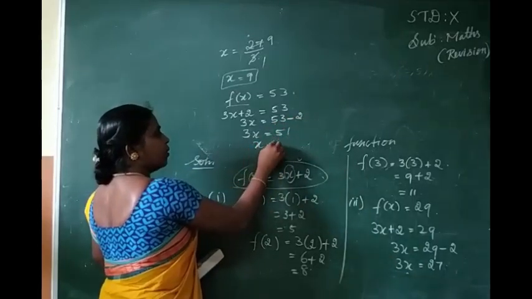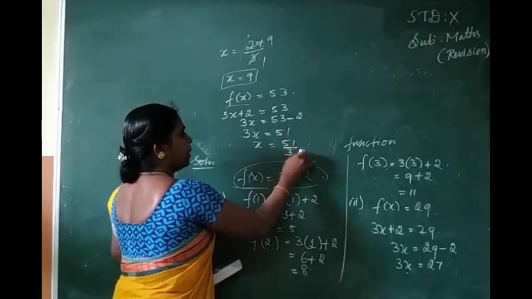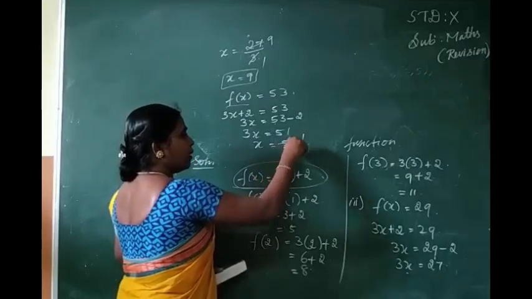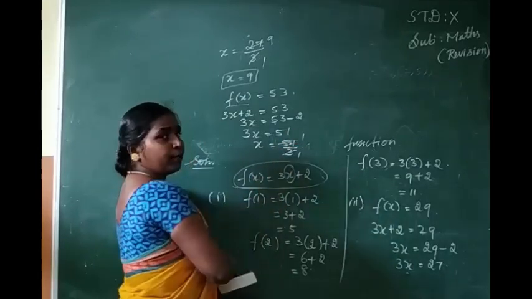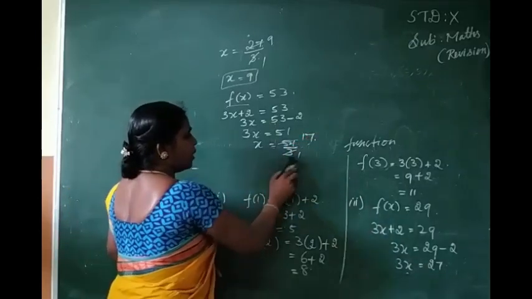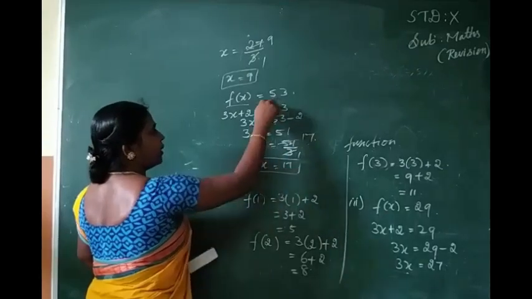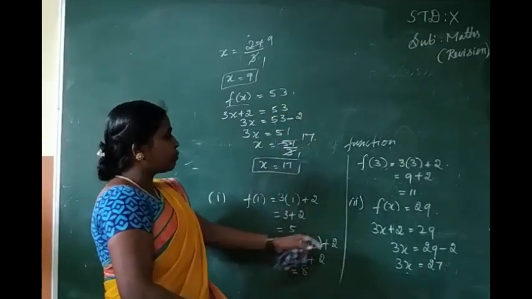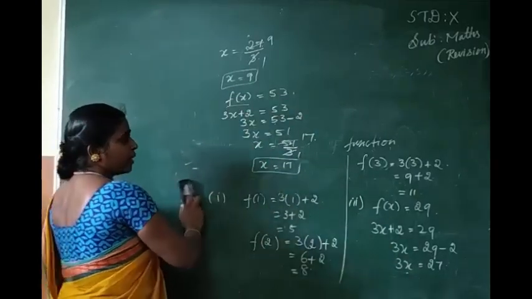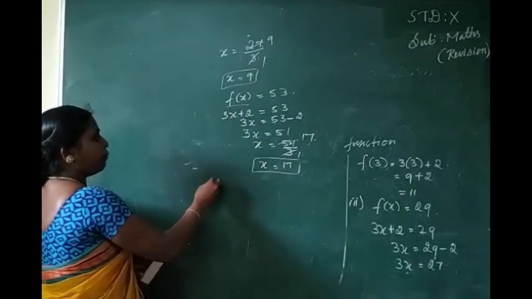Okay, now x equal to 51, 3 you take to the right hand side, so divided by 3. Now you simplify. In 5, how many 3s? 1. Remaining 2, 21. So 7 3s are 21. So now you got the x value. x equal to 17. This is the pre-image of 53. Okay. So pre-image of 29 is 9. Pre-image of 53 is 17. Second part over.